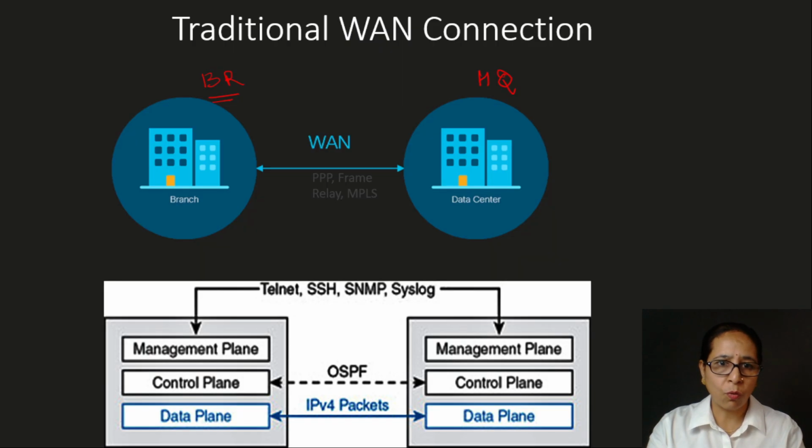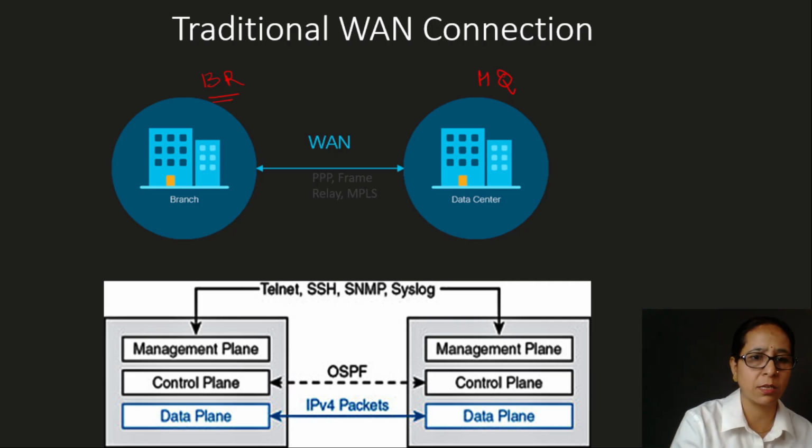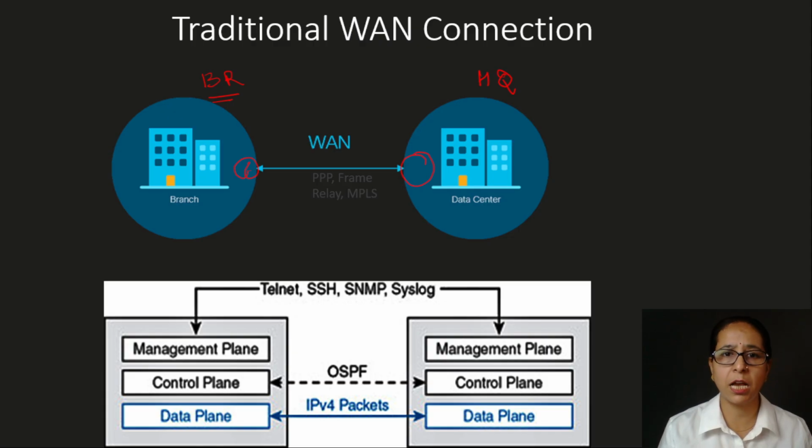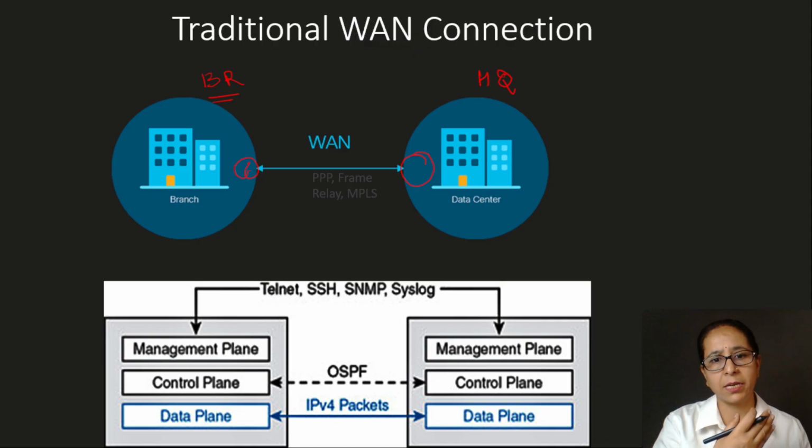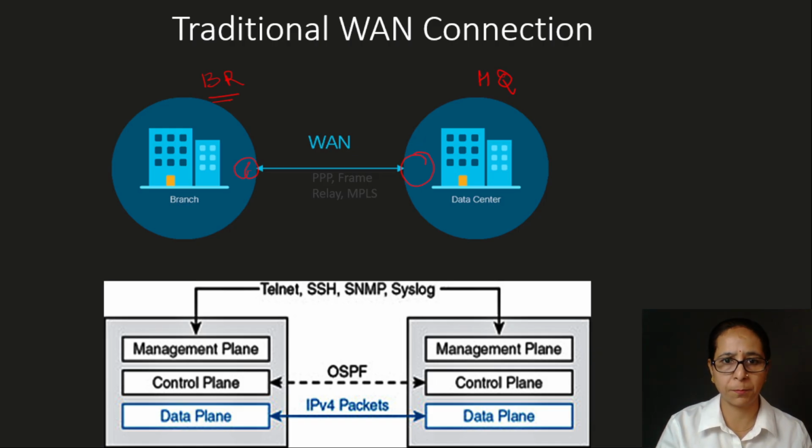Now, when we are talking about these two sites communicating with each other, whatever devices are here, say a router here and a router here, for example, the same device has all the capabilities: managing the device, taking the decision on which route to take to forward the data, and actually forwarding the data. So on the same device all three planes are available and the actual transmission is happening. No issue, that is the traditional WAN connection.